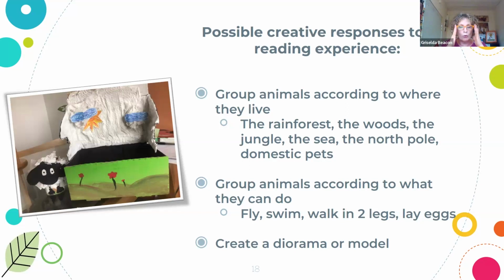Or we can also group animals according to what they can do, like fly, swim, walk on two legs, lay eggs, etc. These are very much CLIL-oriented tasks in which they become aware of, and you can go into animals in danger and explore more about these animals and how we can help, in what way.